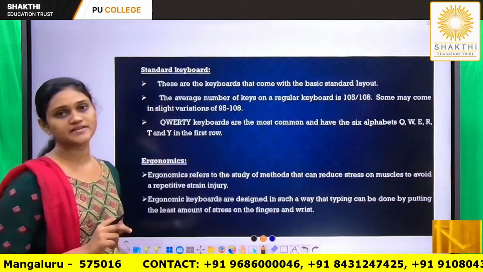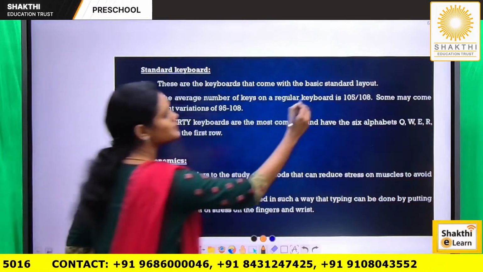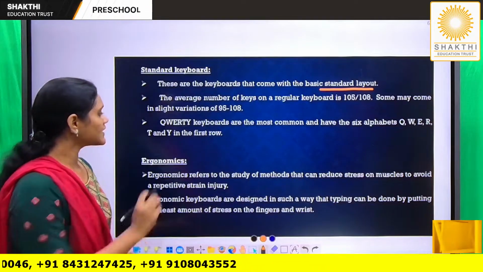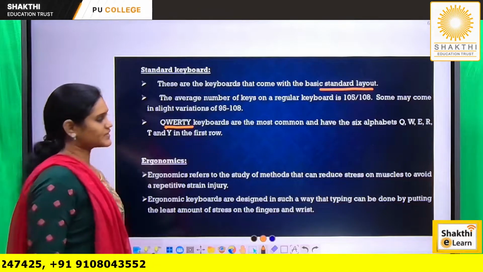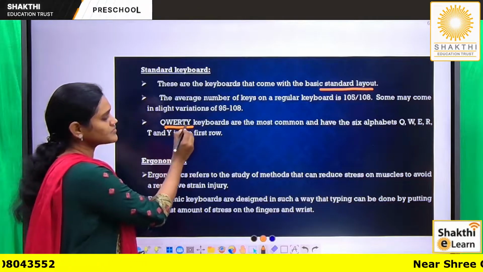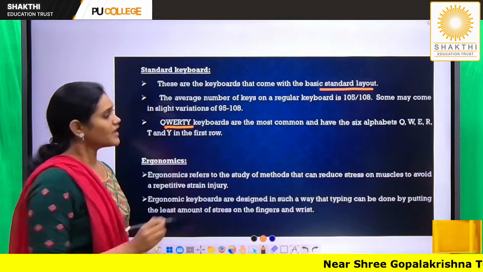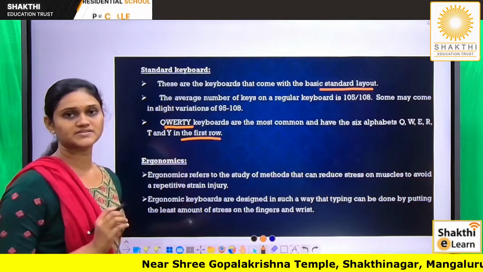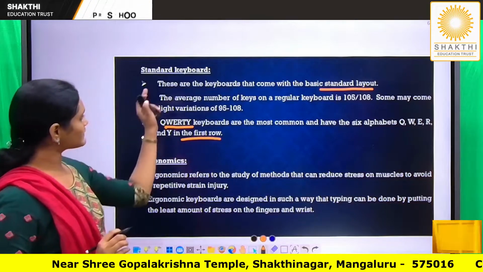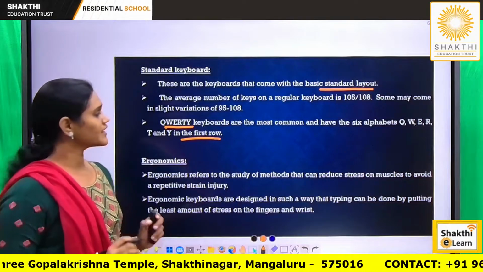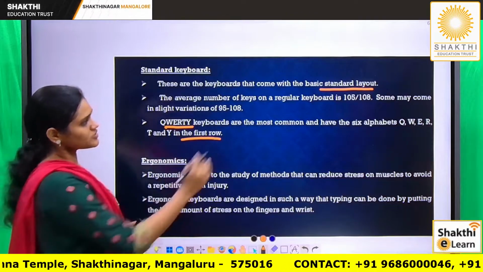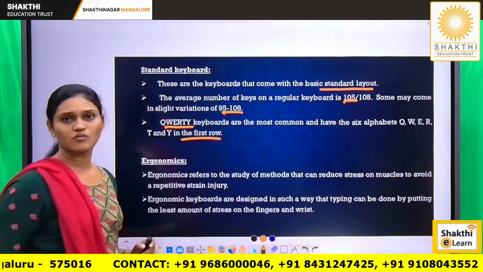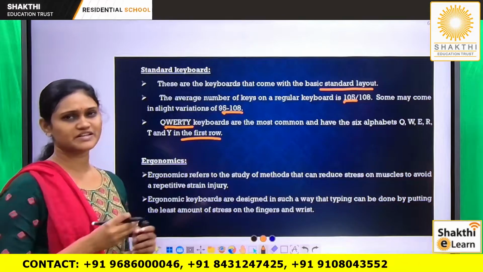First one, standard keyboard. A standard keyboard comes with a basic standard layout, and it consists of QWERTY, which is placed in the first row. That is the basic standard of the keyboard. Normally you will have nearly 105 keys, or from 95 to 108. These are the normal range. It may differ a bit.